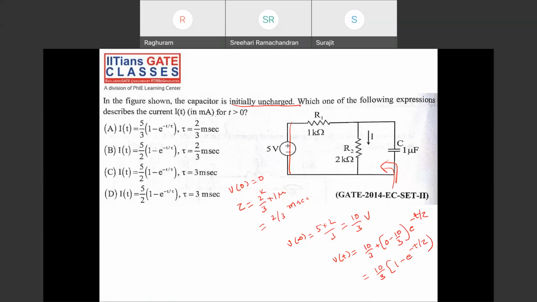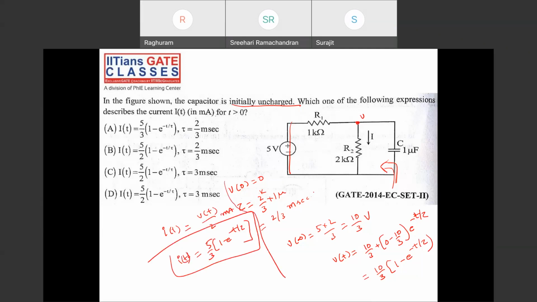And how to find I of t? This is the voltage V, so V by 2K, that is V of t by 2 milliamperes. So this will be 5 by 3, 1 minus e power minus t by tau. Tau is 2 by 3 milliseconds, and this is in milliamperes. So option A.